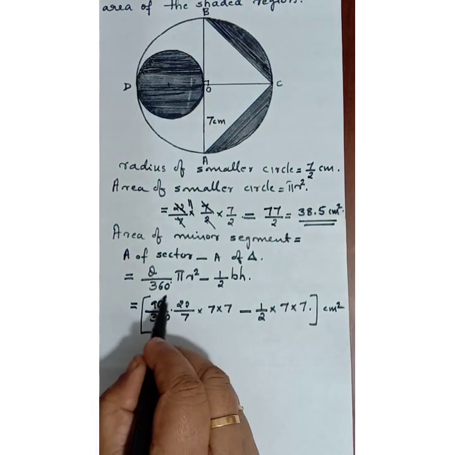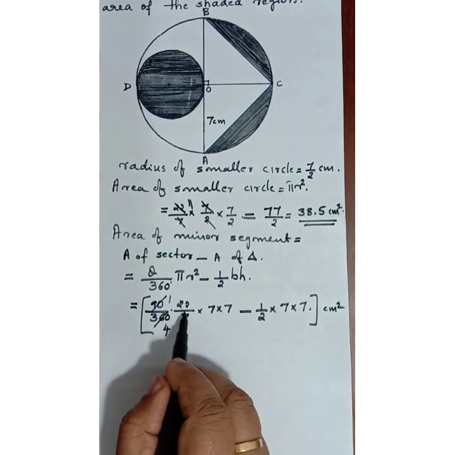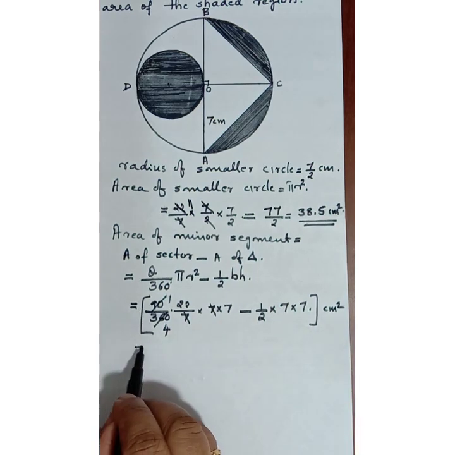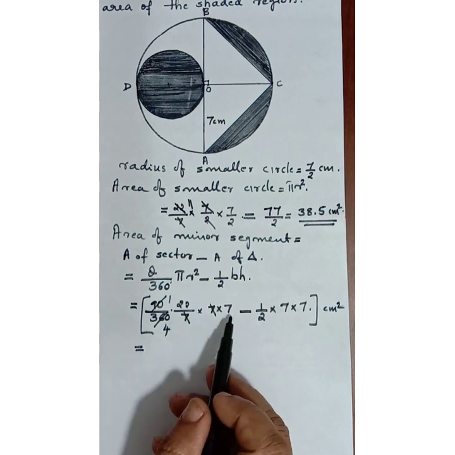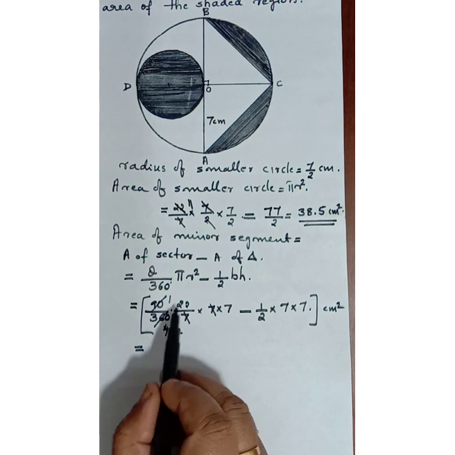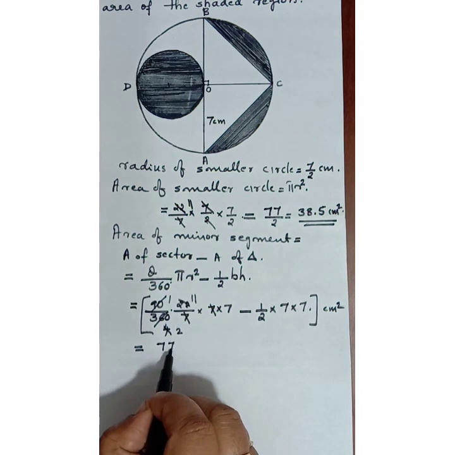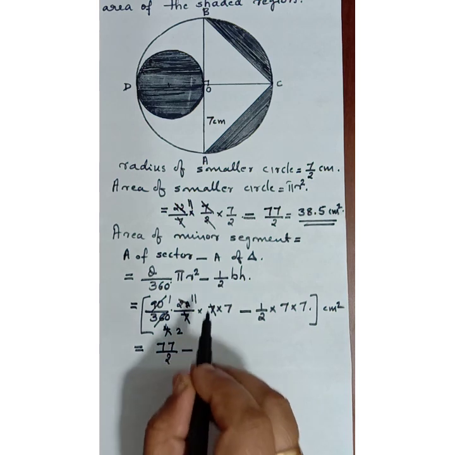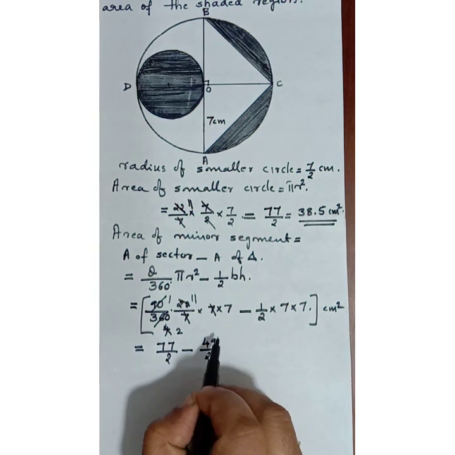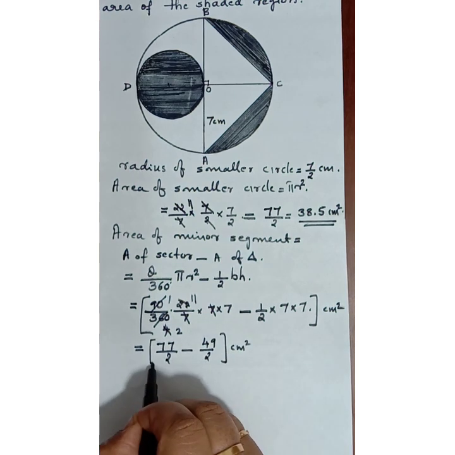Okay, so let us divide it. You will be getting it as 4 times 90, 1 time 7 getting cancelled. Here we cannot cancel, so we will multiply 22 into 7. Again 2 times 2 is 4, then 11 times 7 is 77 by 2, minus 7 7s are 49 by 2, so many cm square.